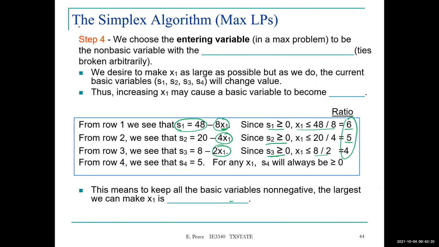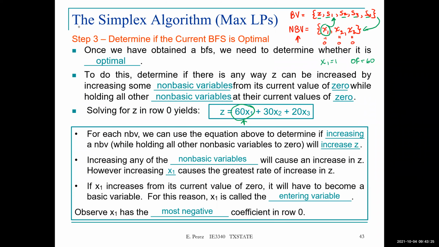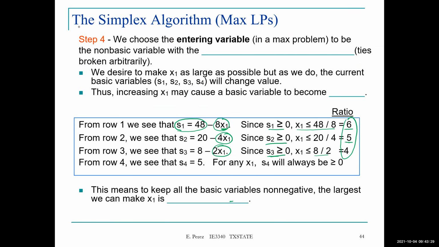And then in order to decide who's going to leave, we're going to perform the minimum ratio test. So in this case, the most negative coefficient is associated with x1. So x1 is going to enter. For the minimum ratio test, we're going to look at the coefficients for x1, and we're going to divide the right-hand side of the constraint by them. So the minimum right there is 4. So that means that x3 is going to become a non-basic variable.